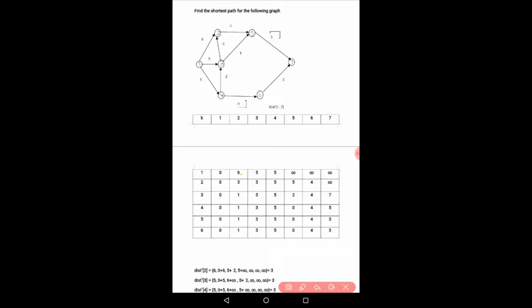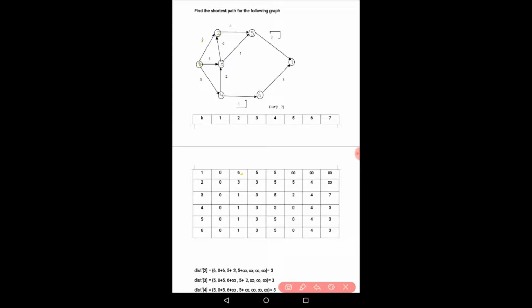Initially, this first row we will fill with the direct distance from the source. So source is 1. From source 1 to the second node, what is the distance? The distance is 6. So that value I will fill here.